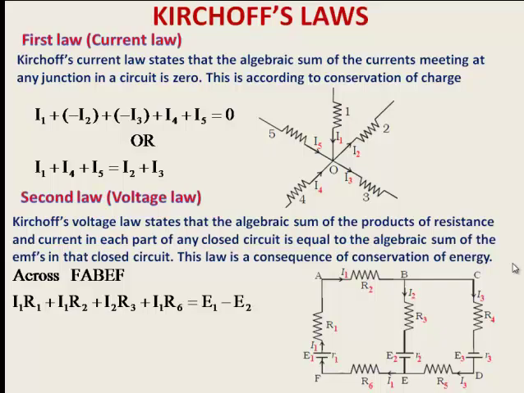But when we make this loop, from B to E2, when we move, you are entering the positive of the battery. Hence you are going against the potential. So you get minus E2. So this is what we write.